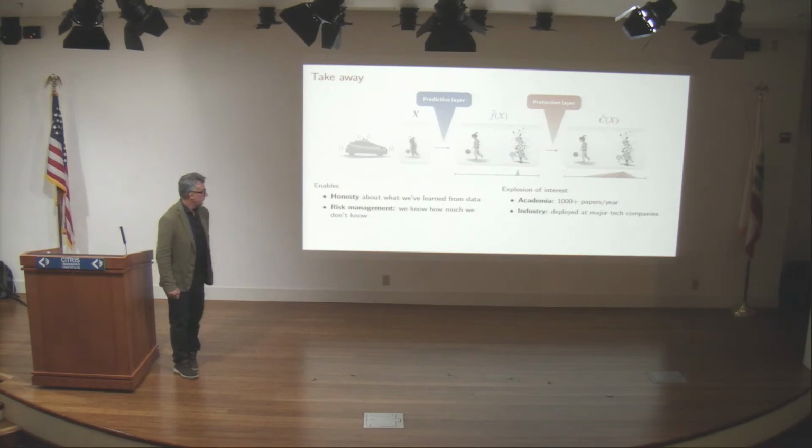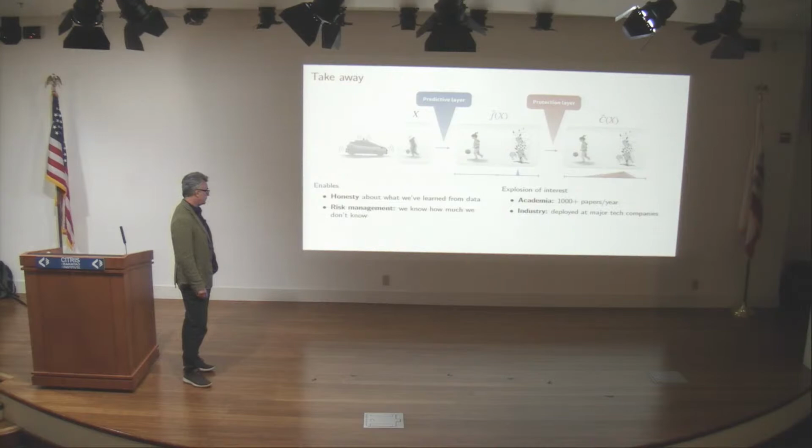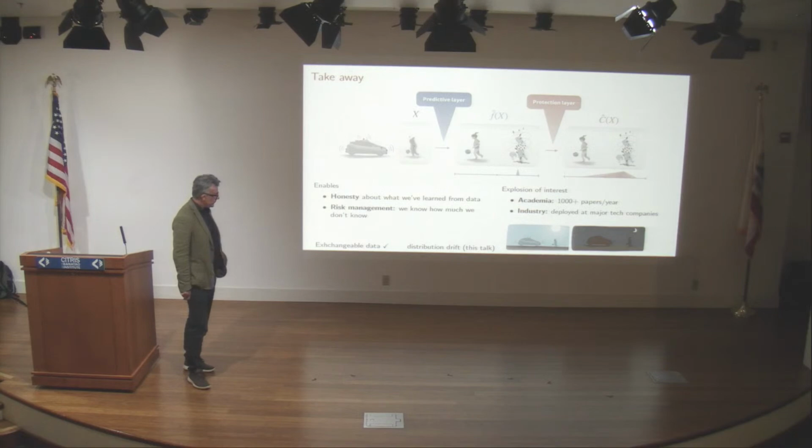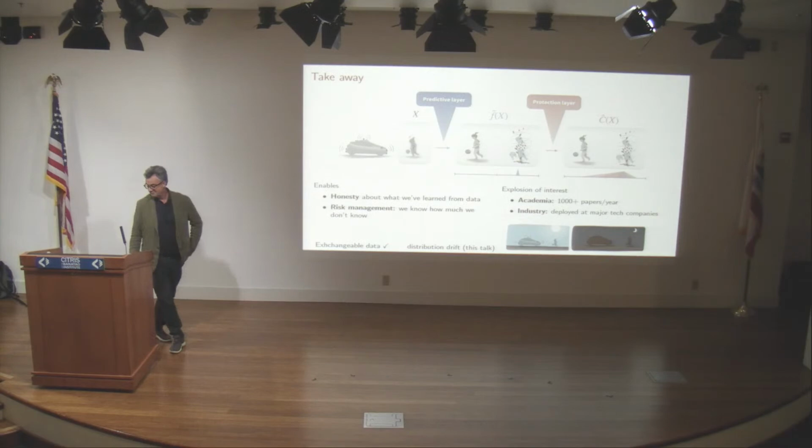There's an explosion of interest in this field, I guess 1,000+ papers per year, and an explosion of interest in industry. A lot of industry people are talking about conformal prediction these days. It's very well understood when we have exchangeable data, less understood when we have distribution shift, but I hope that this talk will give you the desire to maybe join me in understanding how we can adapt conformal prediction under distribution shift. Thank you.